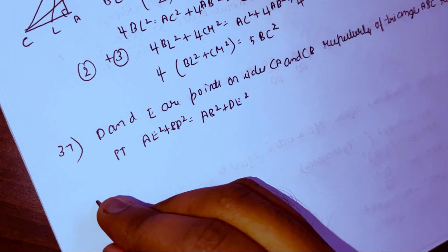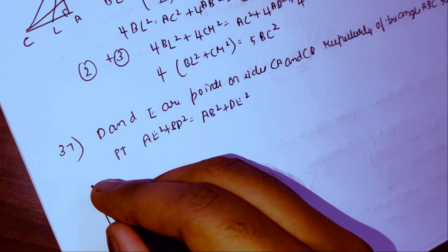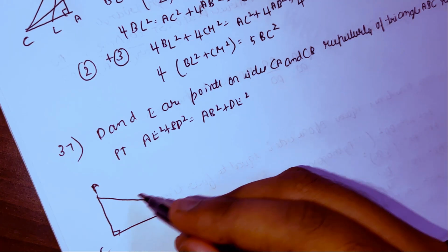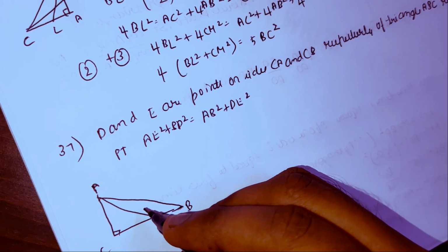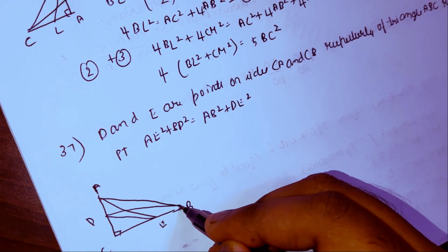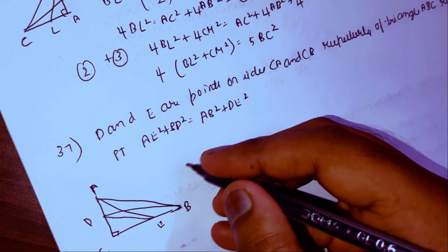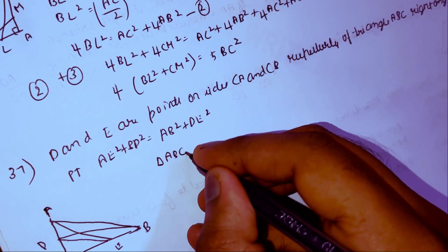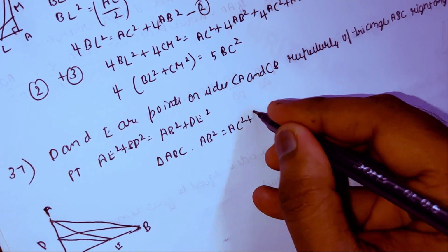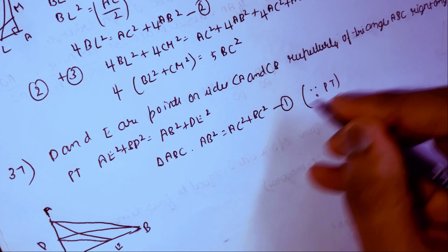I will draw that. This is A, this is right angled at C, B, this is E, this is D. Now from triangle ABC, AB square is equal to AC square plus BC square. Consider this as the first equation. This is by Pythagoras theorem.